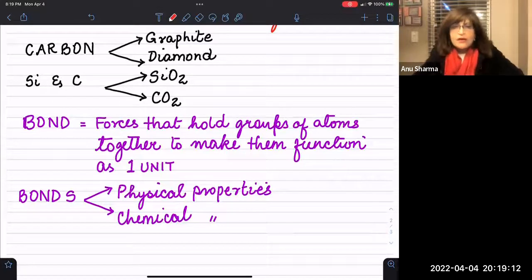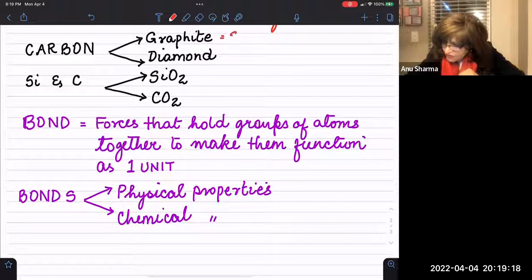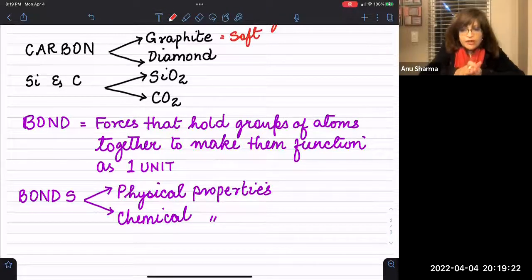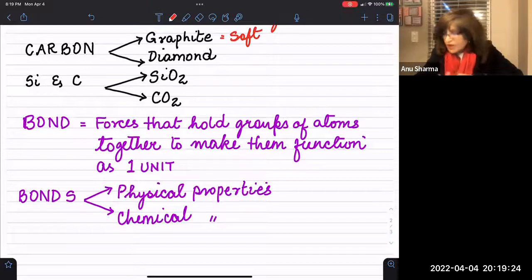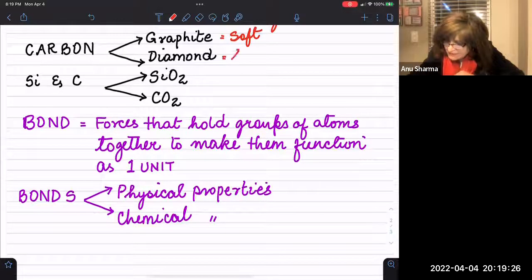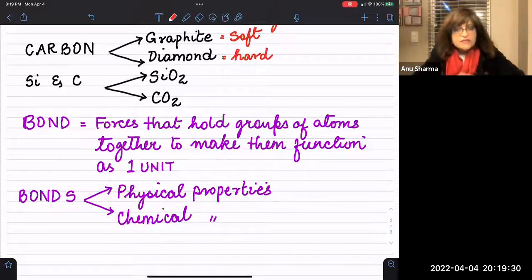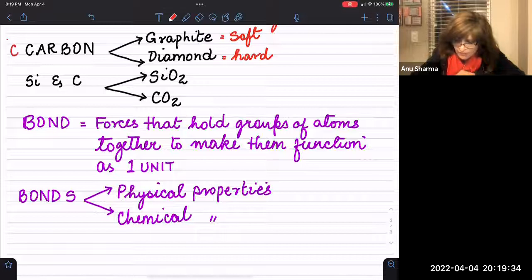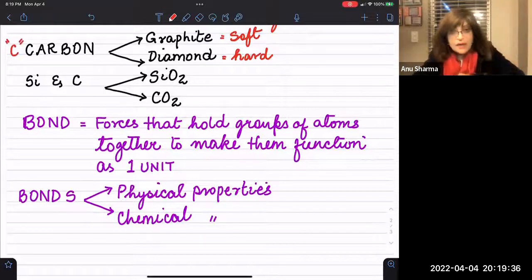If you look at carbon, when it's in a graphite state, it is very soft. It's very soft. Just a little bit of pressure and it just rolls over. But the diamond is the hardest substance known. So why do both these substances, graphite and diamond, made up of one type of atom, which is carbon, have entirely different properties?